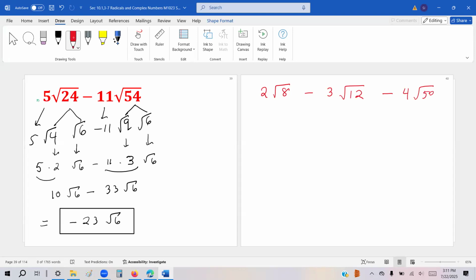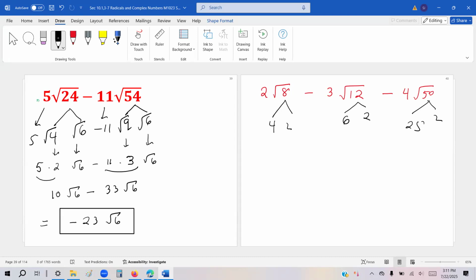Now we have 3 different numbers. Which one do you want to start with? 8, 12, or 50? 8. Which two numbers do we have? 4 and 2. So if this is 2 and what? 25. Now if you want 2 here, you get 6 here.